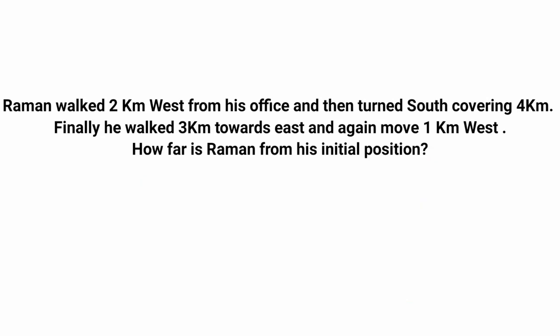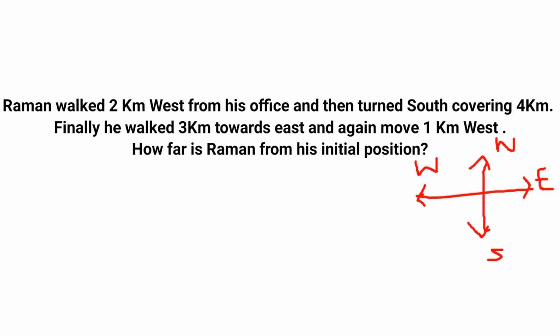So let's start with the first question. Raman walked 2 kilometers west from his office and then turned south covering 4 kilometers. Finally, he walked 3 kilometers towards east and again moved 1 kilometer west. How far is Raman from his initial position? We know the direction north, south, east and west, as given in the figure.